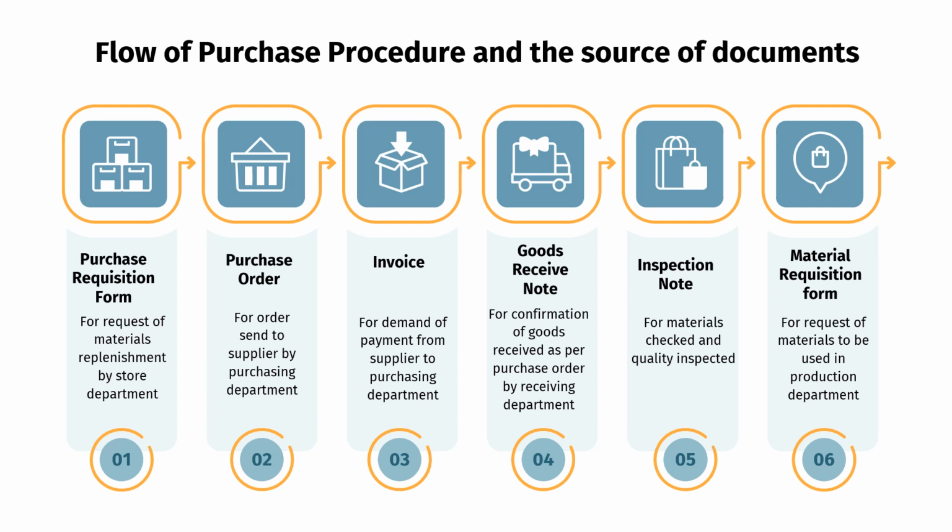Next, after the purchasing department has received the purchase requisition form, the purchasing department will prepare the purchase order, where the order will be sent to the supplier. After the purchase order has been made, the supplier will issue the invoice, which requires payment from the company for the purchase order made.